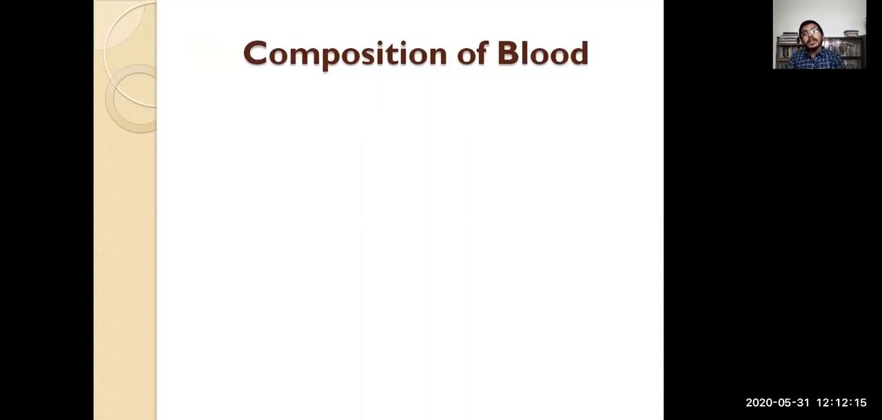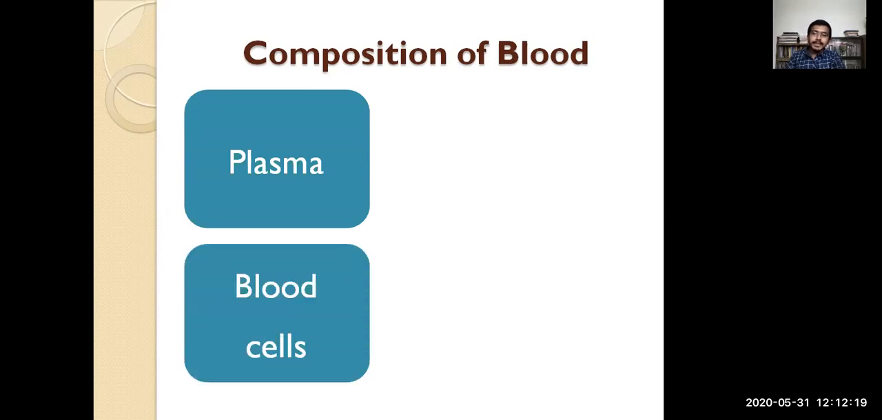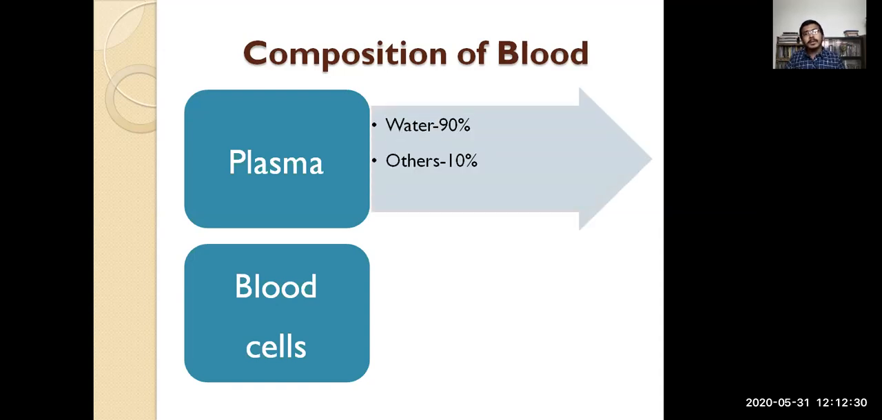And on talking about the composition, the blood is mainly composed of the plasma and the blood cells. Plasma occupies about 55% of the blood volume, and the blood cells occupy the remaining 45%. This plasma is further composed of 90% water, and the remaining 10% is occupied by other substances like plasma proteins and other gaseous substances as well.